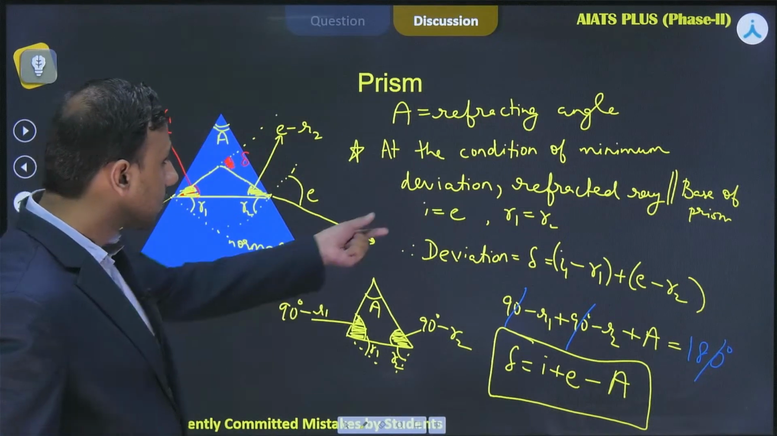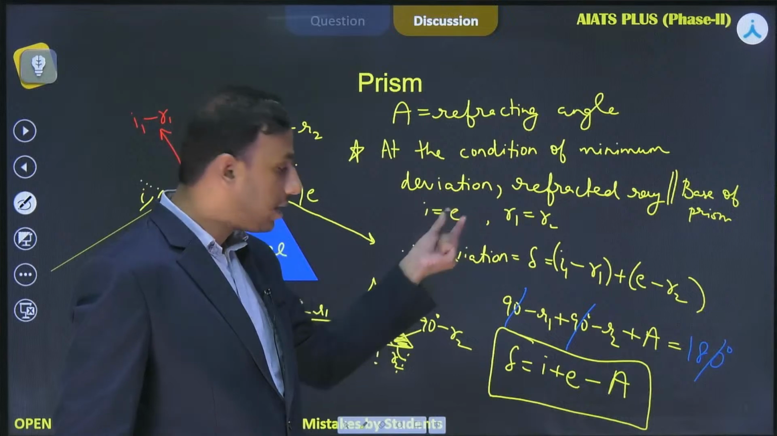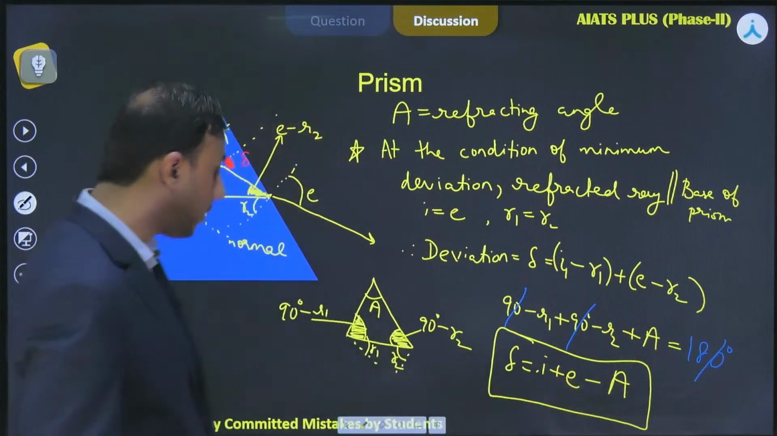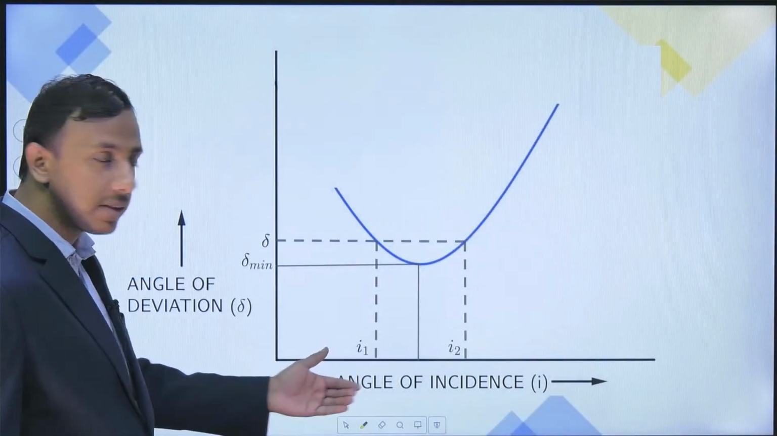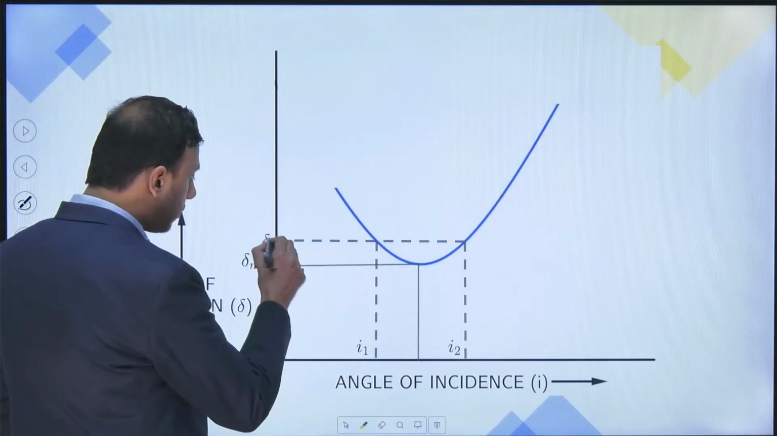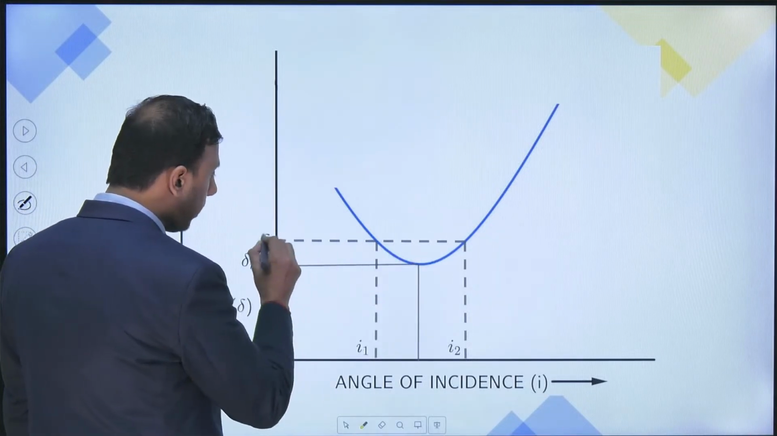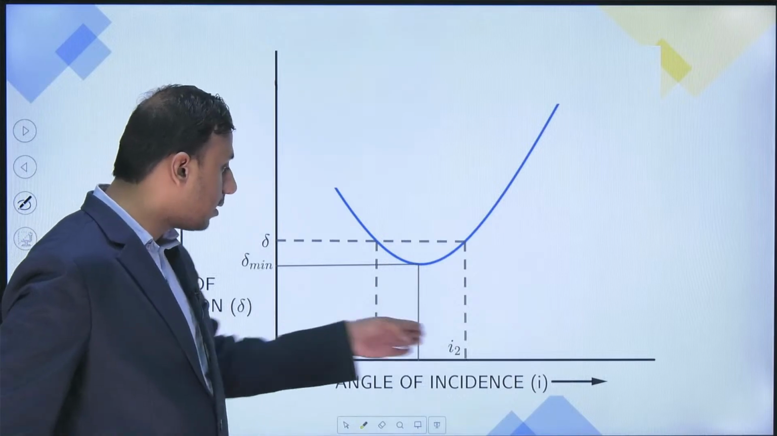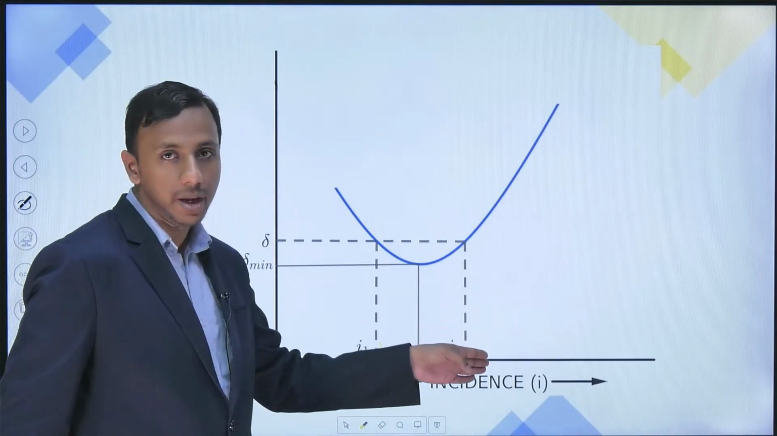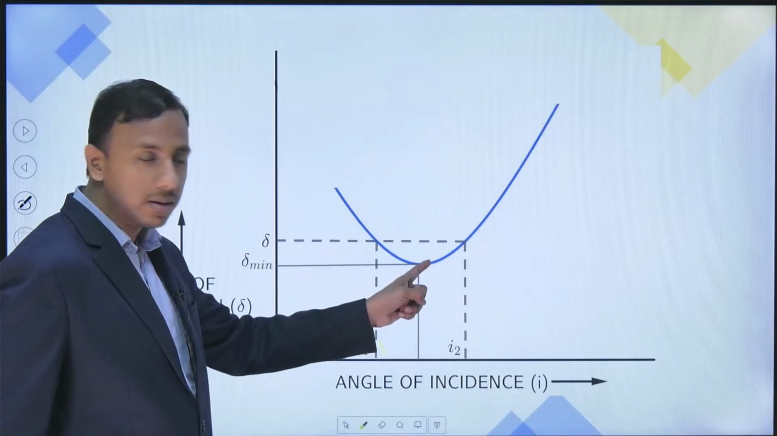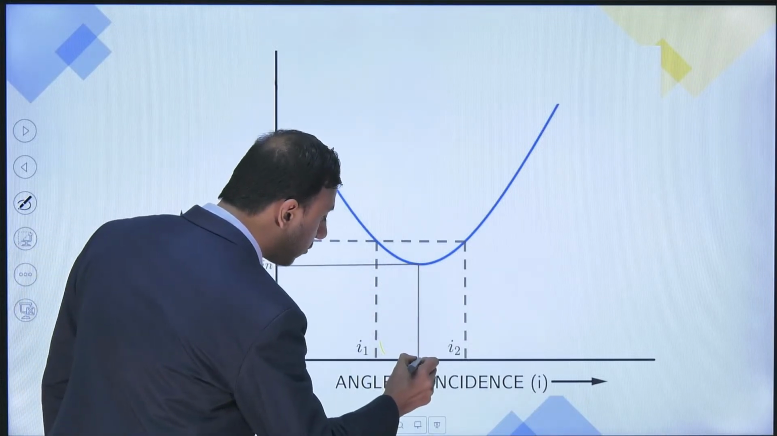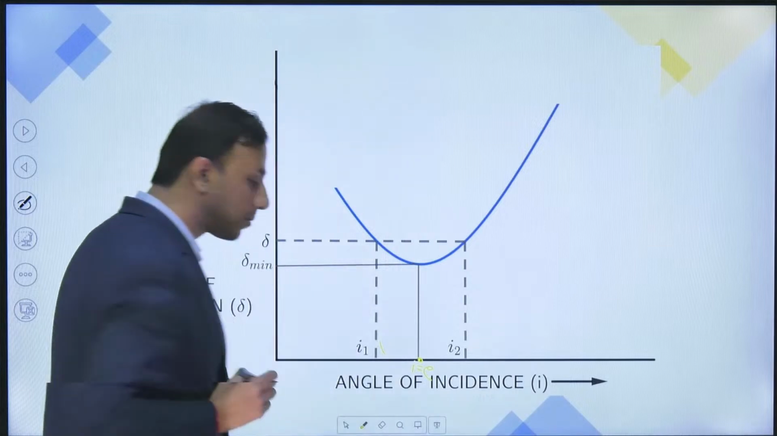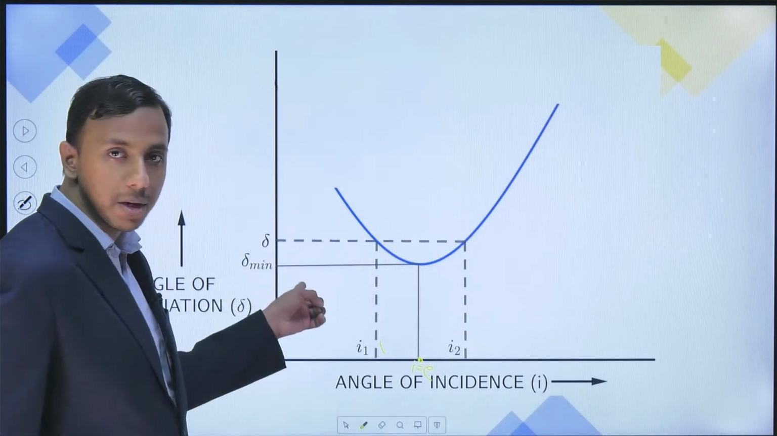And also, as I said, at the condition of minimum deviation, this I and E will become equal, and R1 and R2 will also become equal. See here, see this diagram, it clearly says, right? So at any other delta, at any other deviation, you will have two angles, I1 and I2, which means if this is I, that will be E, or if this is E, that will be I. But there is one particular delta at which there is only one angle of incidence that is possible, which means at this angle, we say I is equal to E. Okay, I is equal to E at delta minimum. So please remember that point.